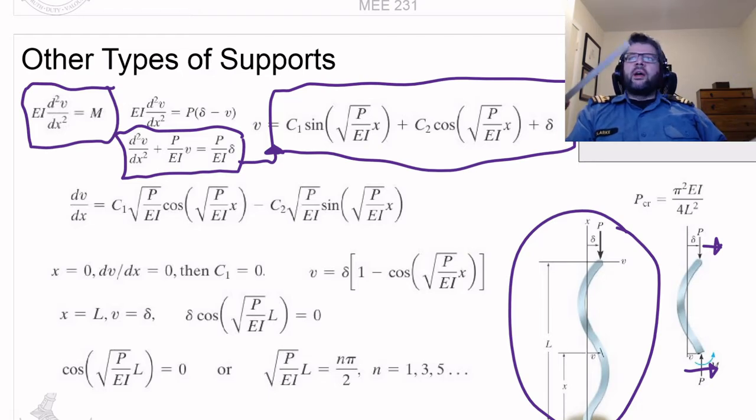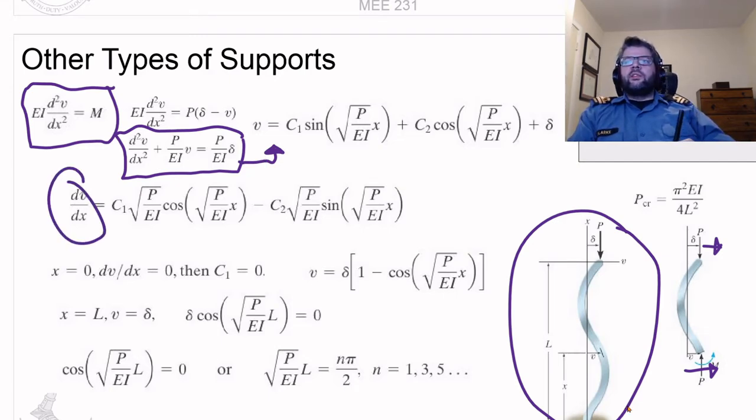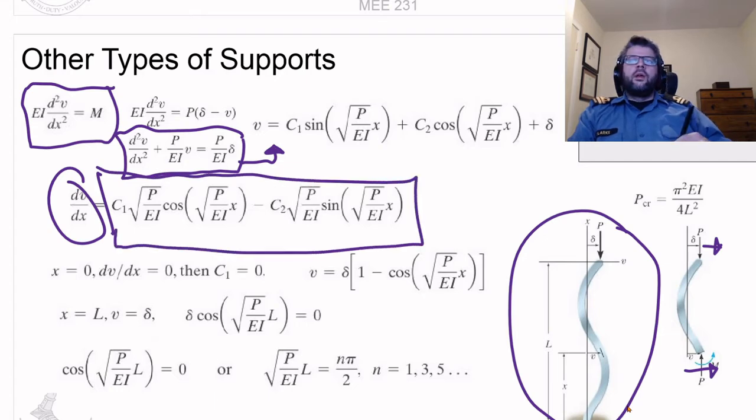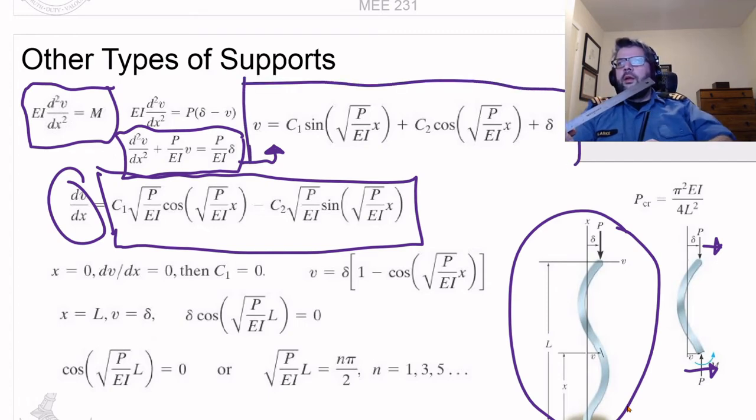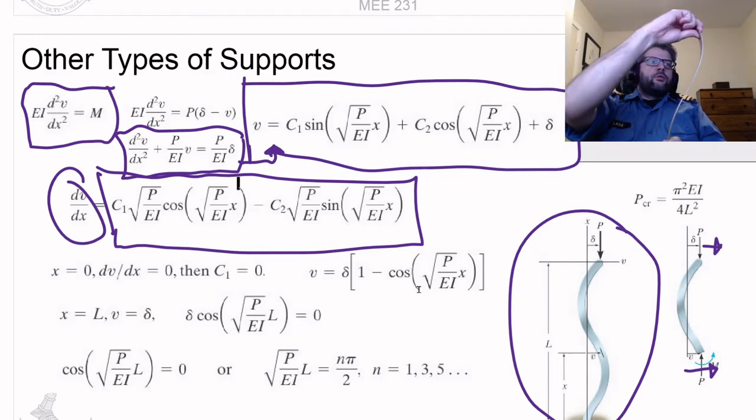We can also take that equation and differentiate it with respect to x to give us our dv over dx formula, and that'll be our slope. So we've got the displacement condition and the slope condition, and we're going to need the slope because it's one of our boundary conditions at the bottom. We know the slope is zero down here, and the displacement is zero down here. We don't know anything about what's going on at the top. It could be doing this, this, or this, I don't know.